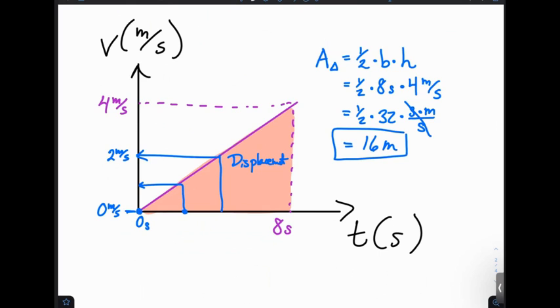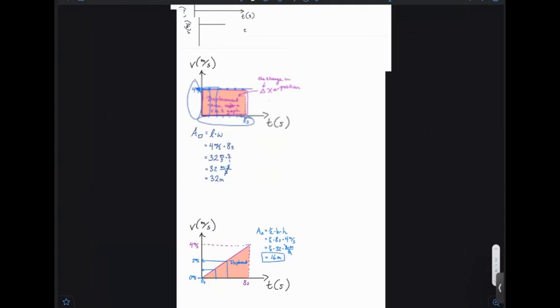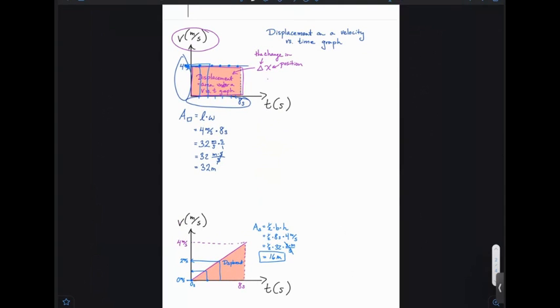And I'm left with 16 meters. Well, that's very different. Even though in this previous question, we also had an ending velocity of 4 meters per second and it went for 8 seconds. It's not the same distance. In fact, it's half. And here's my goofy way of remembering it.